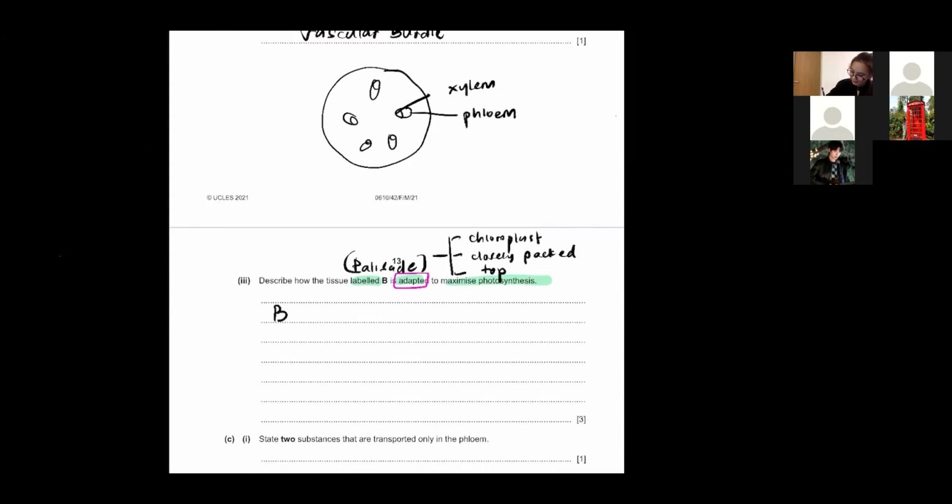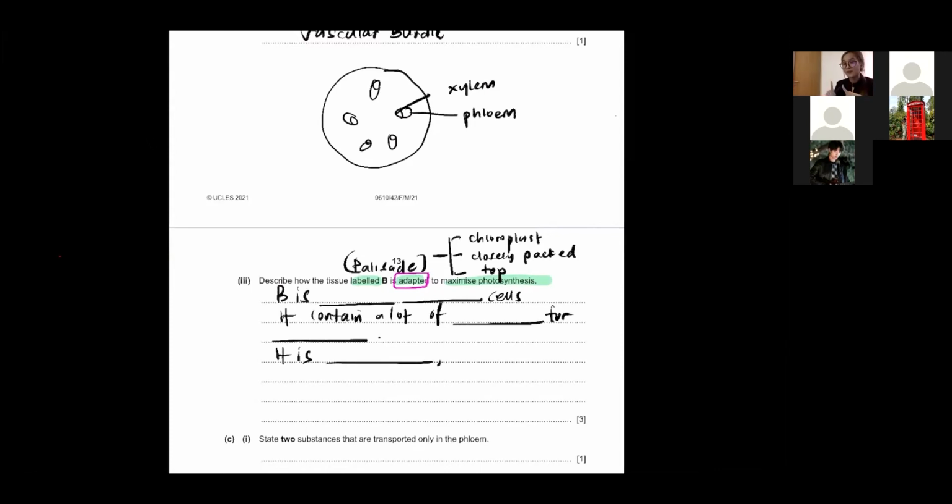So we can say that B is palisade mesophyll cells. Give the full name. You can say that it contains a lot of chloroplasts for photosynthesis. Done. And then you can say that it is closely packed. Why? To maximize absorption of sunlight. Okay, done. You can also say that it is located at the top so that it can absorb more light energy.